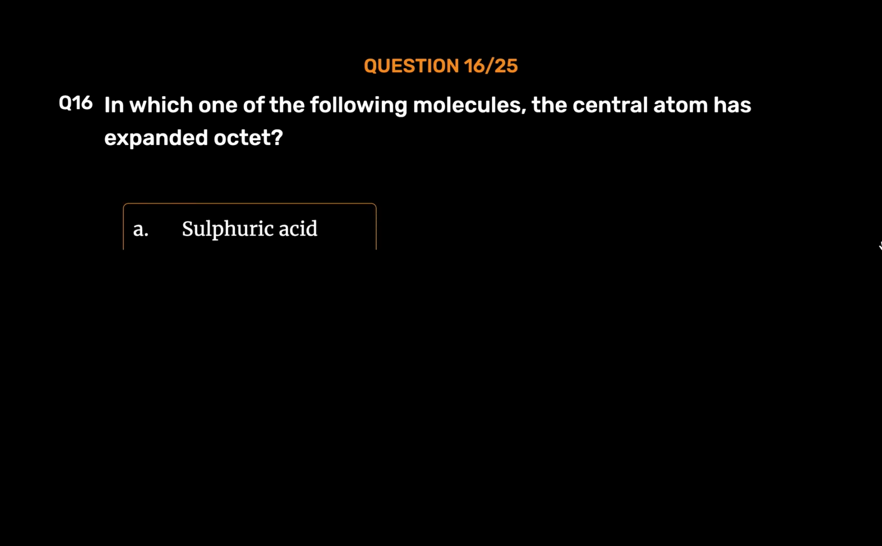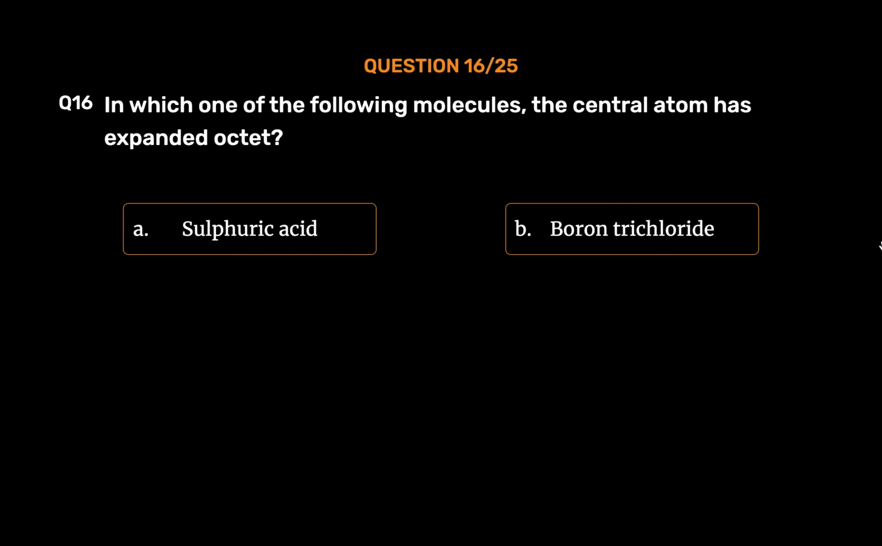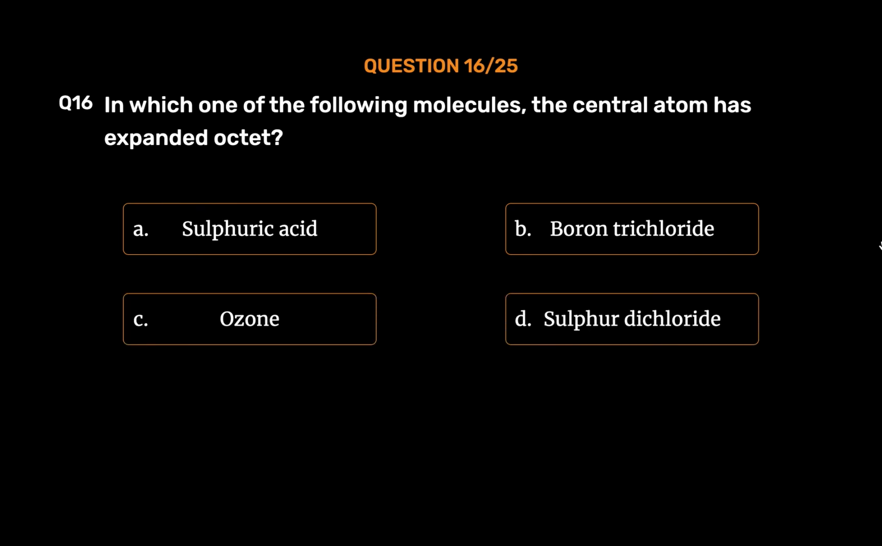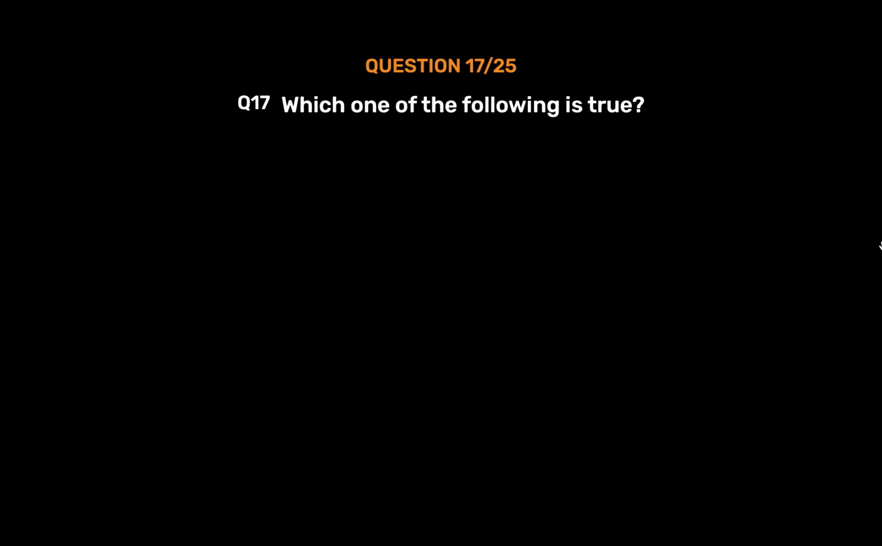Option A. Sulfuric acid. Option B. Boron trichloride. Option C. Ozone. Option D. Sulfur dichloride. The correct answer is option A. Sulfuric acid. Question number 17.